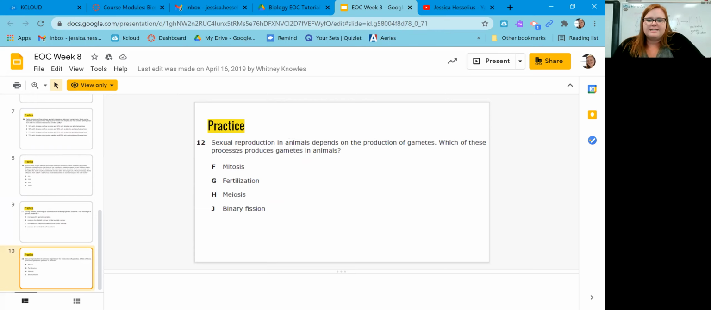All right, sexual reproduction in animals depends on the production of gametes. Which of these processes produces gametes in animals? Like I said, you just need to know what meiosis produces. It produces gametes. And remember, gametes are sex cells, sperm or egg cells. So the answer is meiosis. Mitosis would be somatic or any other cell in your body besides sperm or eggs. I think those are the only 2 meiosis practice questions.